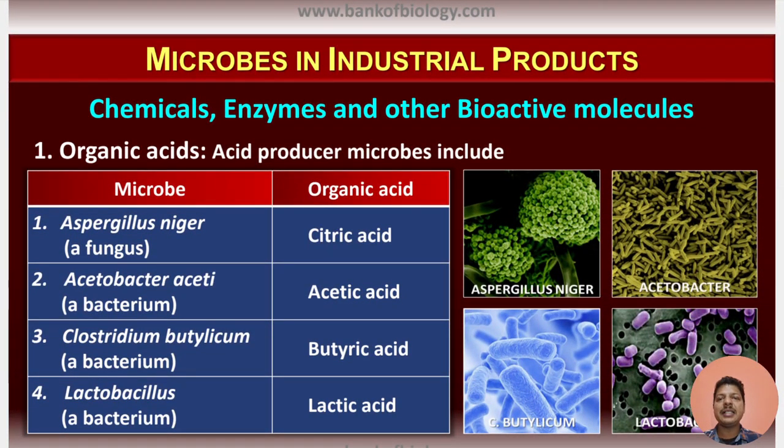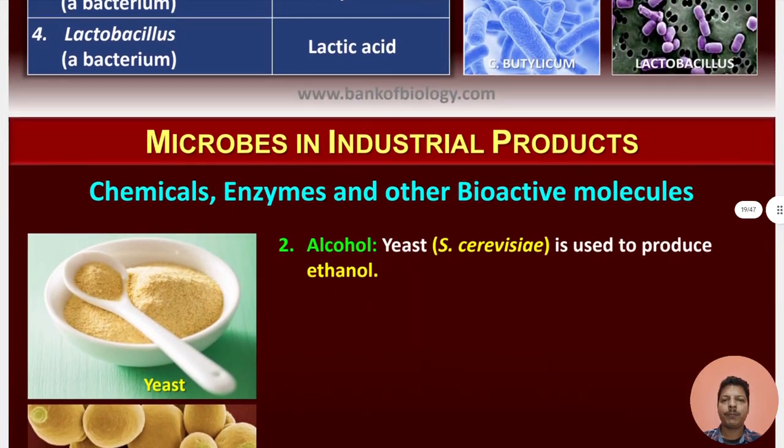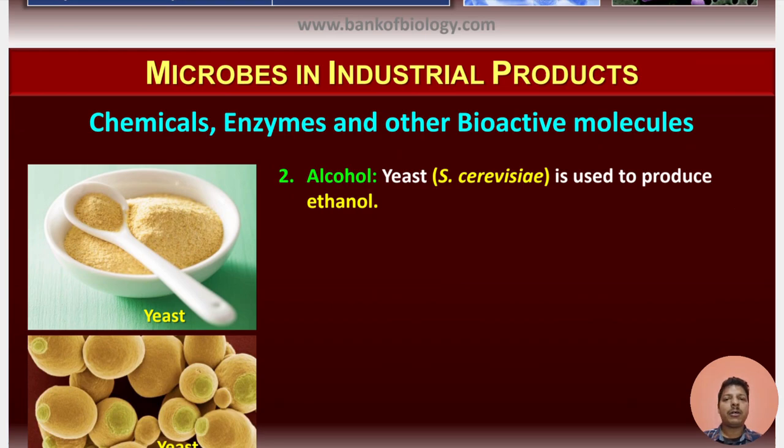Then chemicals, enzymes and other bioactive molecules. Organic acids. Acid producer microbes include Aspergillus niger, a fungus, which produces citric acid. Acetobacter aceti produces acetic acid. Clostridium butylicum produces butyric acid. Lactobacillus produces lactic acid. Then alcohol. Yeast, that is Saccharomyces cerevisiae, is used to produce ethanol.